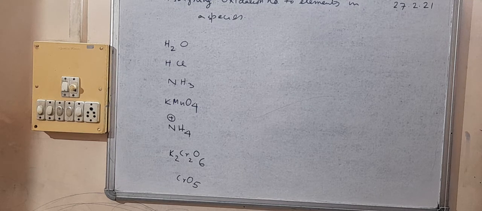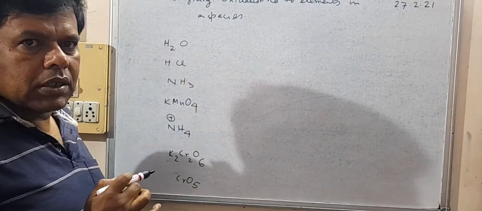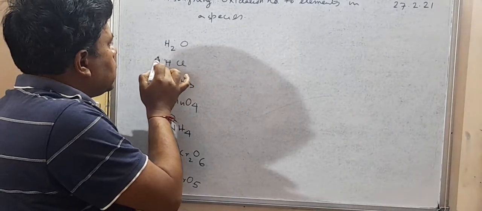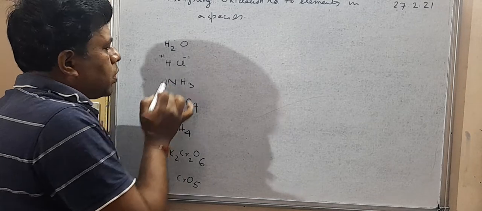Okay, good morning, children. Today we are having this topic: assigning oxidation number of elements in a species. Suppose HCl. Let us consider first HCl. We know the oxidation number of H in HCl is plus 1, and of Cl it is minus 1.